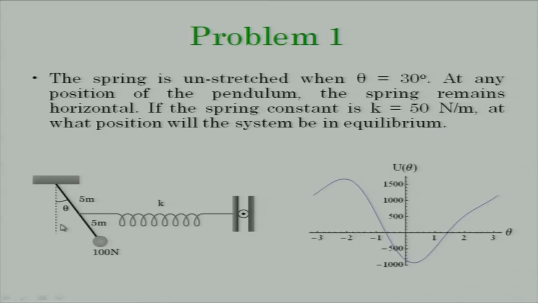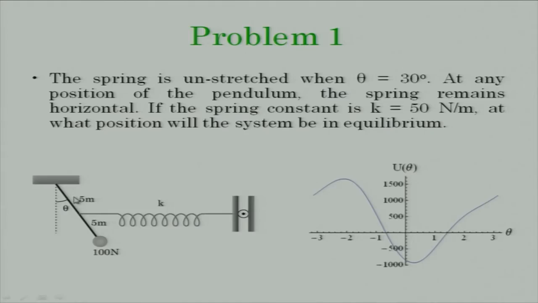So, when theta is equal to 30 degrees, the spring is unstretched. And we want to know at what position the system will be in equilibrium. Straightforward: how do we write down the potential energy of this system? If you take the top point as a datum for this mass, what will be the potential energy due to gravity? This is 5 plus 5, 10, 10 cos theta into 100, and minus, because with respect to this the potential energy is negative. So minus 100 into 10 cos theta.